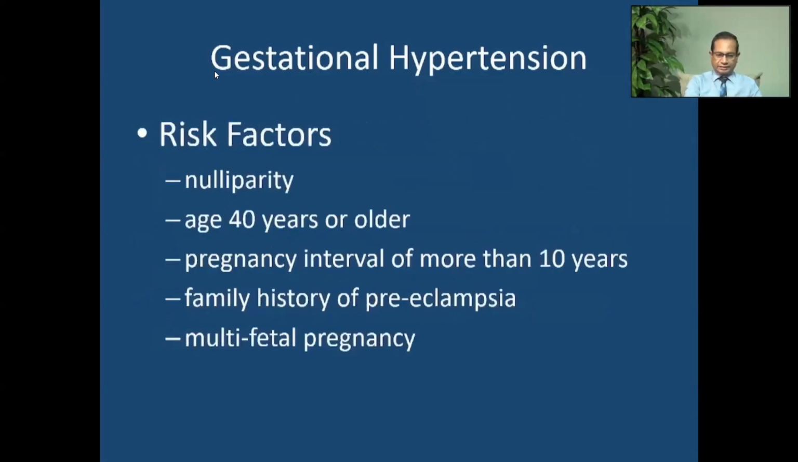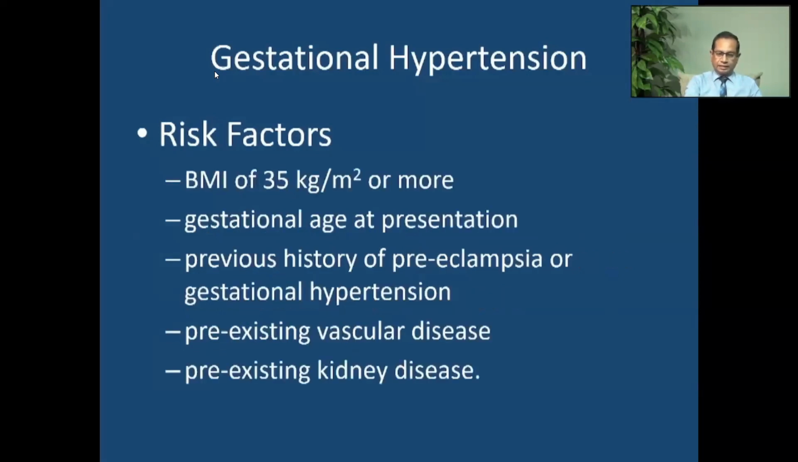So what are the risk factors? The risk factors for gestational hypertension are nulliparity, age 40 years or older, pregnancy interval of more than 10 years, family history of preeclampsia, and multifetal pregnancies like twins or triplets, etc. Other risk factors include BMI of 35 or more, gestational age at presentation, previous history of preeclampsia or gestational hypertension, pre-existing vascular disease or pre-existing kidney disease.